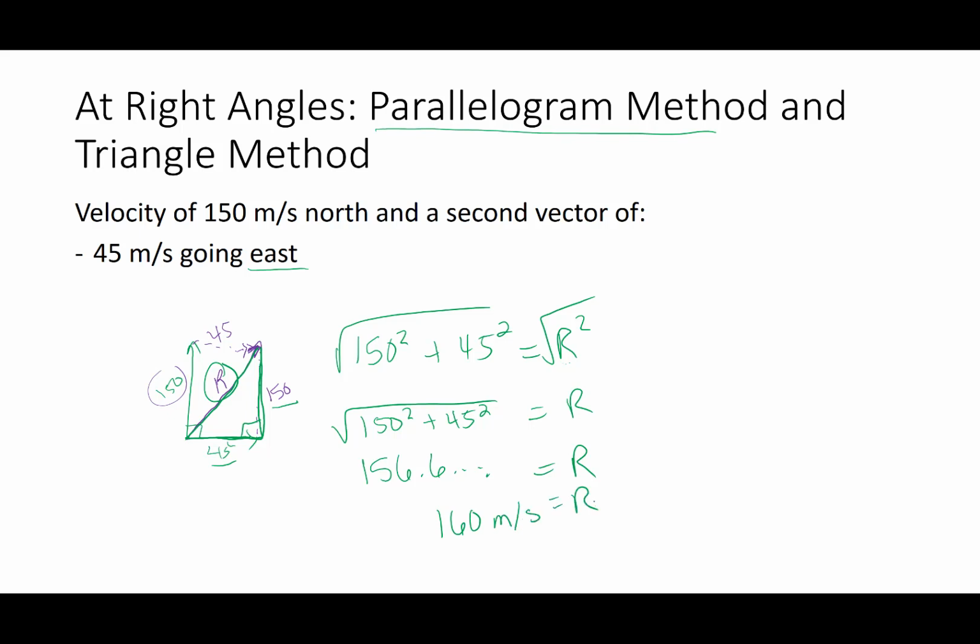Now in more advanced classes, you would then go on to find the angle, but all we are doing right now is finding the magnitude of the resultant. So our resultant, if we were to combine these two vectors, would be 156.6, but we have two significant figures, so we would put that in as 160 meters per second.